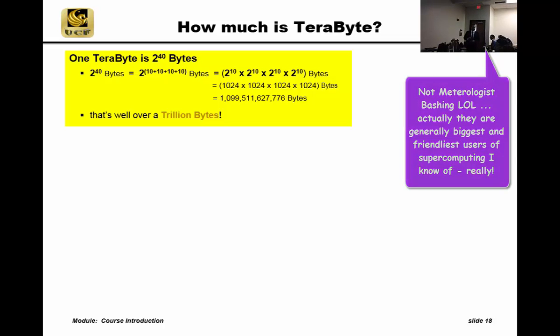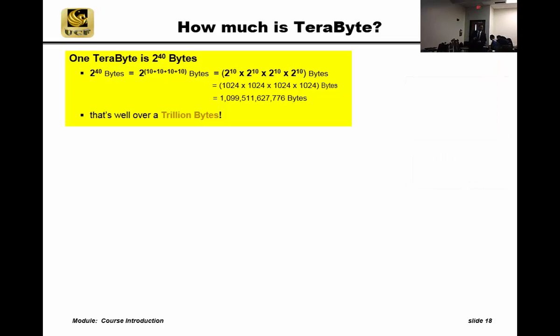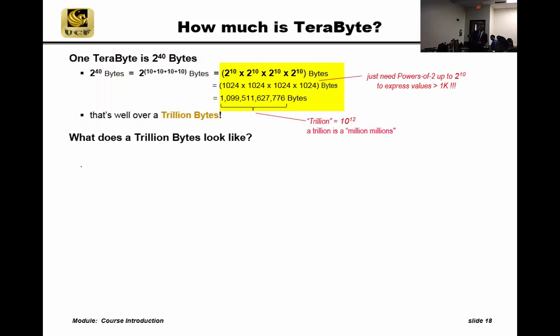So a terabyte, we already said, 2 to the 40, that's well over 1 trillion bytes. Here's the actual calculation. It's 2 to the 10 times 2 to the 10, 2 to the 10, 2 to the 10 bytes. So it's well over 1 trillion. What does 1 trillion bytes look like?